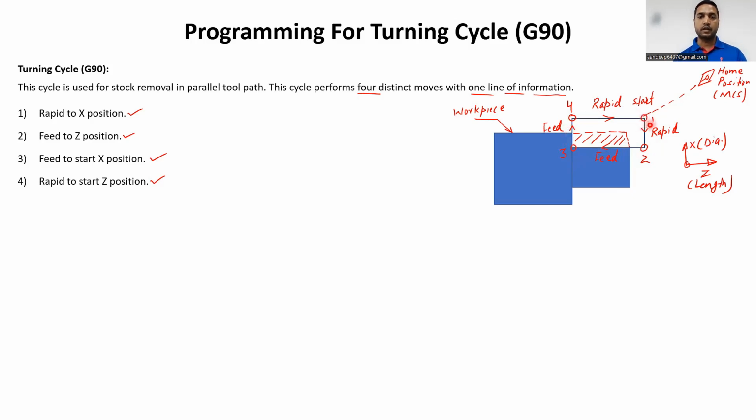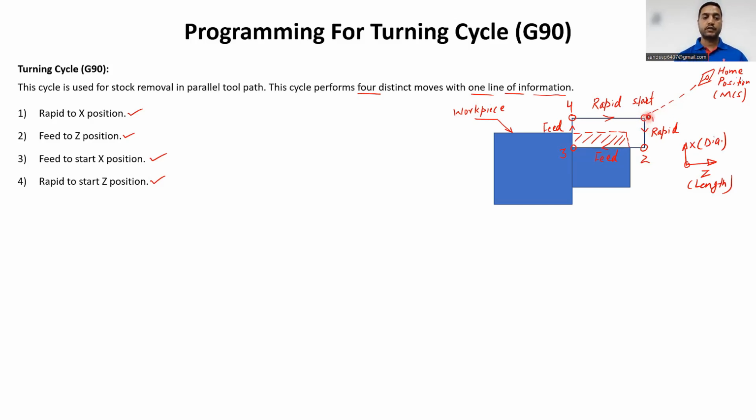Now suppose we are removing some more material from the workpiece. Then it will take a new position from point number 1 to, let us say, point number 2 prime. It will come with rapid traverse again, fast, then 2 prime to 3 prime with some feed, then again some feed, 3 prime to 4, then 4 to 1 again. So it will start from point number 1 and stop at point number 1, and with just one line of information it will execute 4 distinct moves in a single G90 code cycle.